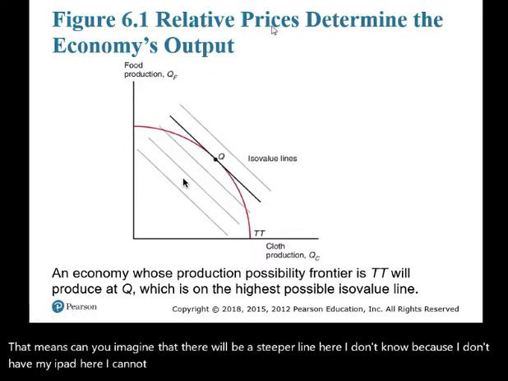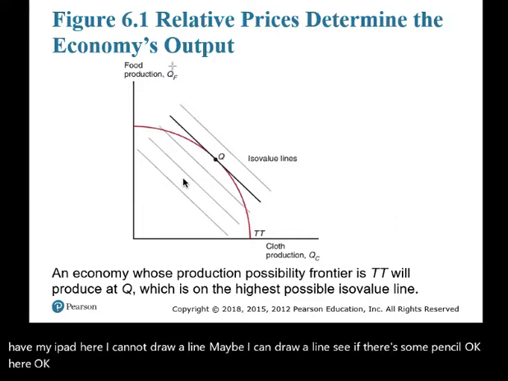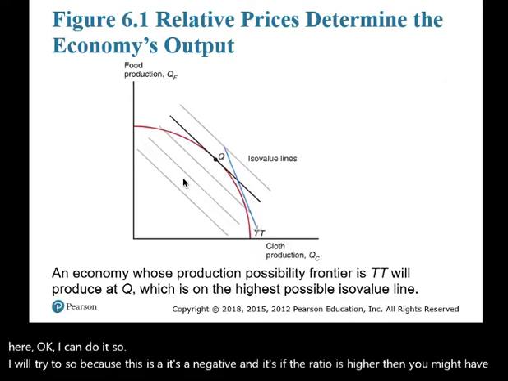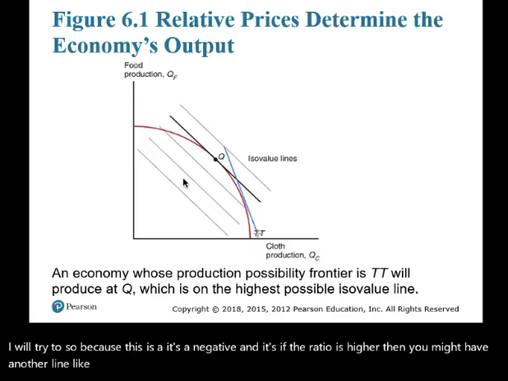Maybe I can draw a line. See if there's some pencil. Oh yeah. Okay, here. Okay, I can do it. So because this is negative, and if the ratio is higher, then you might have another line like this, right? You might have another line like this.